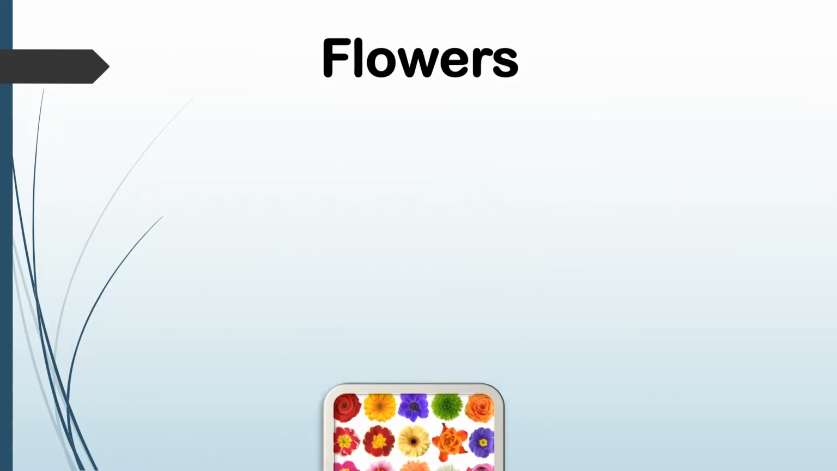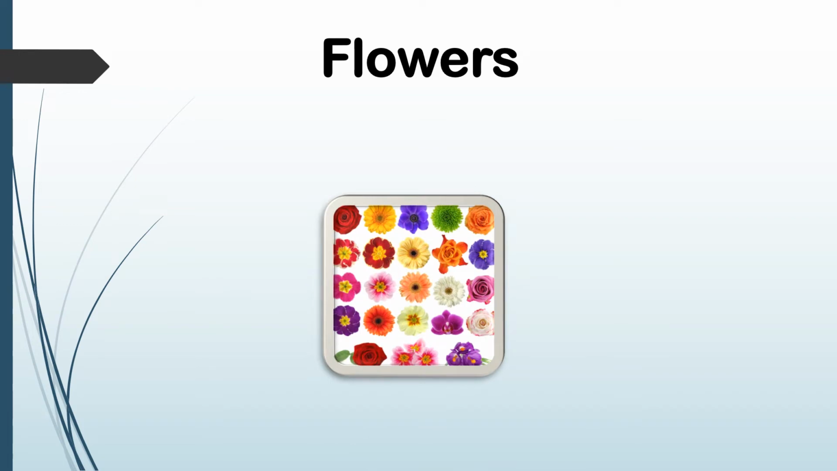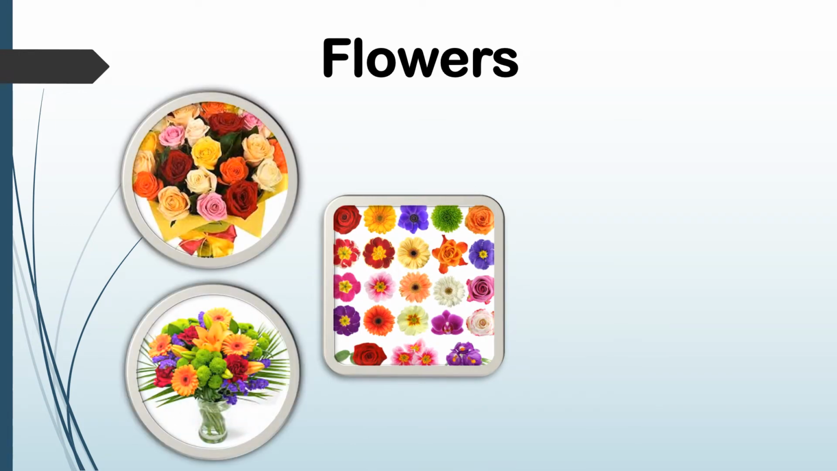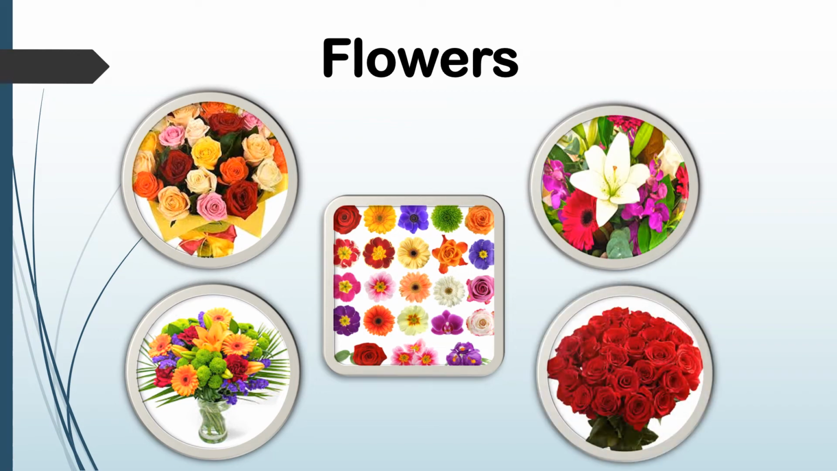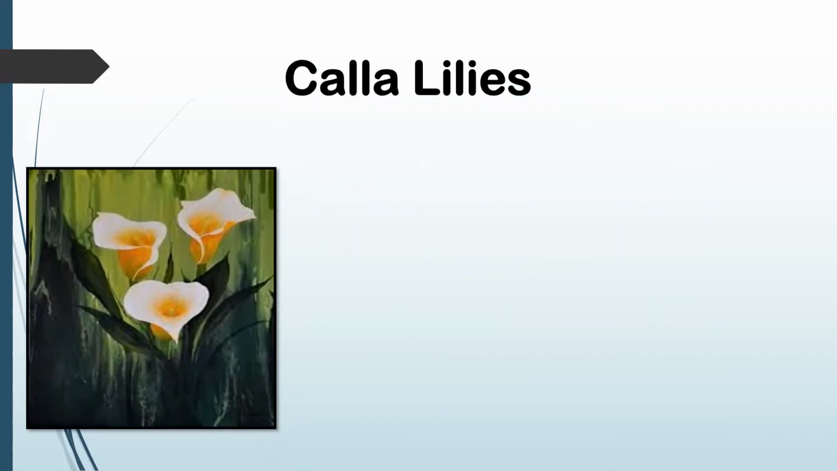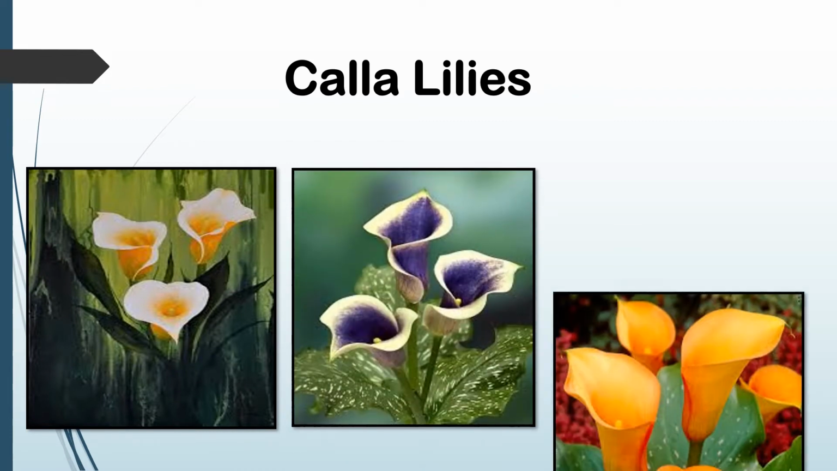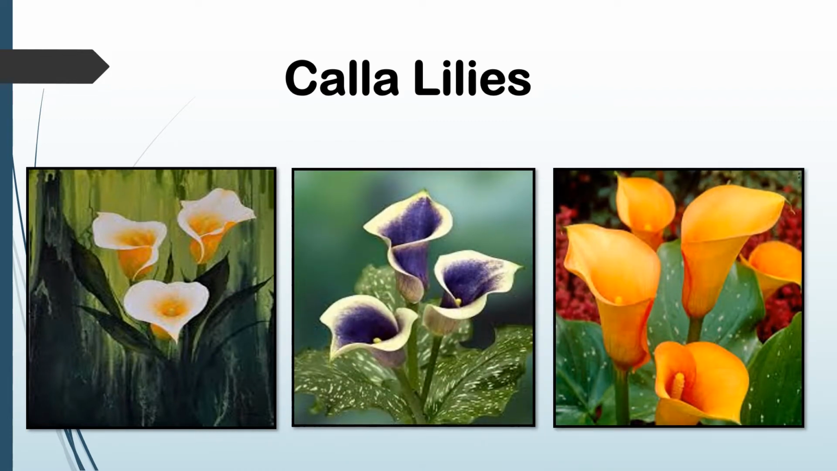This time, we have different kinds of flowers. We can see many kinds of flowers in our surroundings. For example, when you are walking outside, you can see different flowers. First, we have the calla lilies. Calla lilies are like bell shape. It has different colors. For example, we have yellow and white. We also have the color violet.